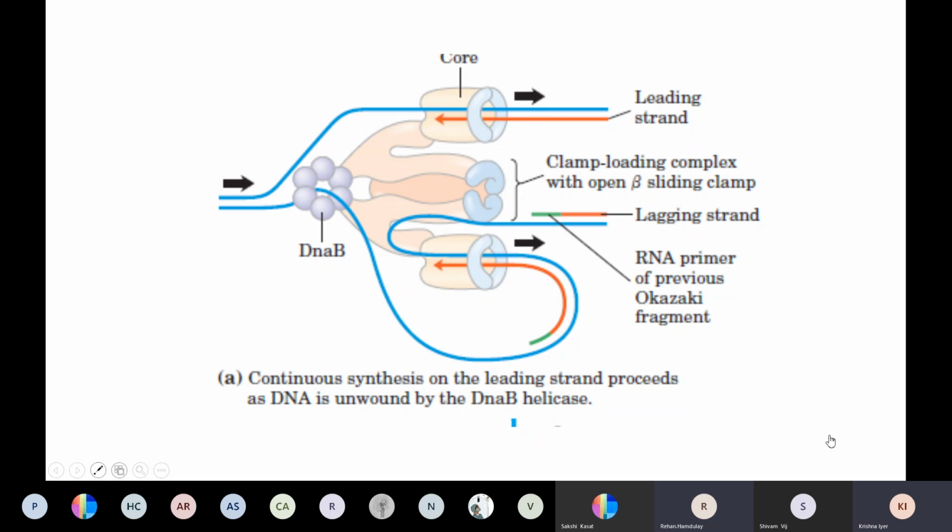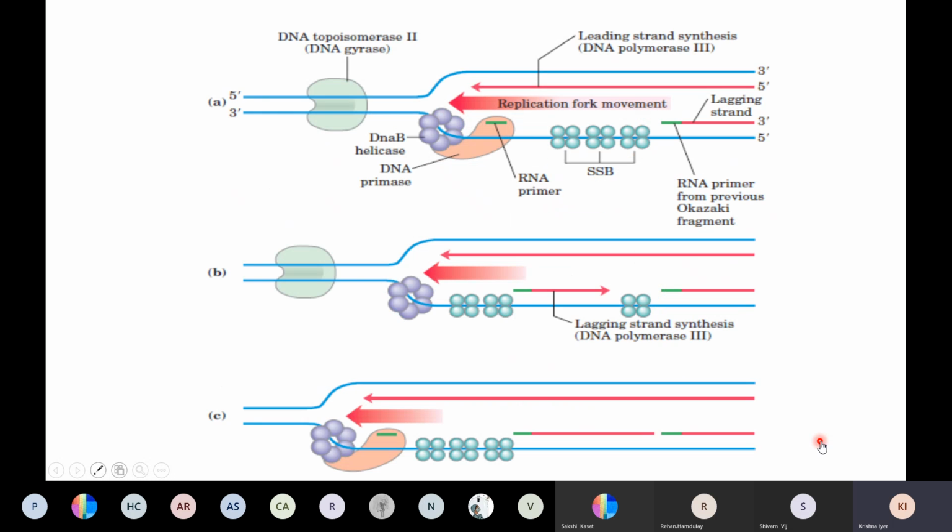See, you have to remember that this strand is made in 5' to 3', right? This I technically can never make continuously in 5' to 3', because to make it continuous in 5' to 3', I have to start somewhere here. My primer should be here. But the problem is this DNA is still double stranded, no? So I can never make this strand in the 5' to 3' direction continuously.